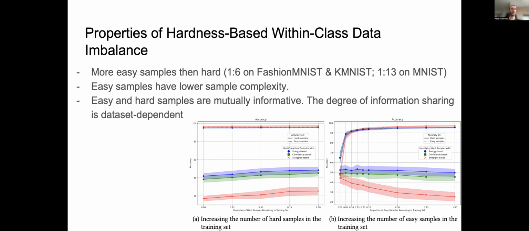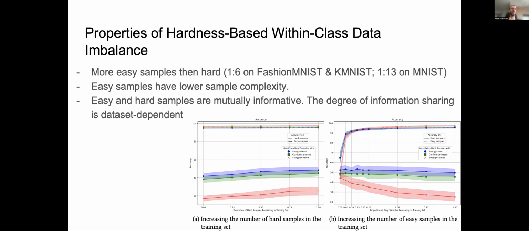The properties of this imbalance are, first of all, that there are more easy than hard samples. On FashionMNIST and CamelyonMNIST, the ratio is 1 to 6, and on MNIST, it's 1 to 13. Obviously, that would differ depending on the difficulty measure. Next, easy samples have lower sample complexity than hard samples, which means that if we want to learn easy samples, we need fewer of them to properly generalize onto them. And for the hard samples, the opposite is the case. We need more hard samples to generalize onto hard samples.